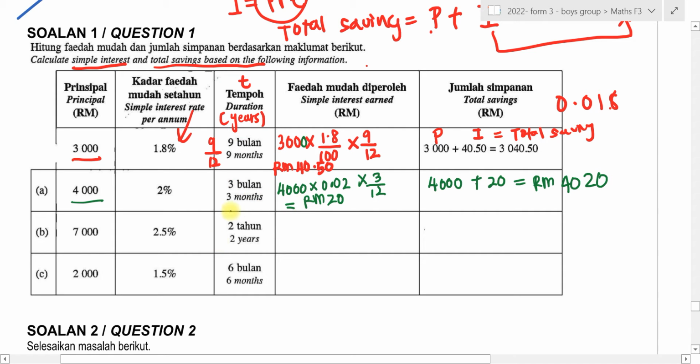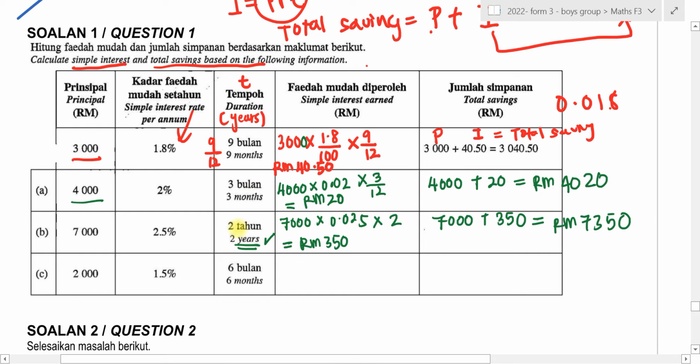Same goes to the next one, 7000 ringgit, times 0.025. And then for 2 years, the unit is already in years, so no need to divide by 12. Just put times 2. When you do this, you should be getting RM 350. So your 7000 ringgit plus 350 your interest, your total saving will be 7350.